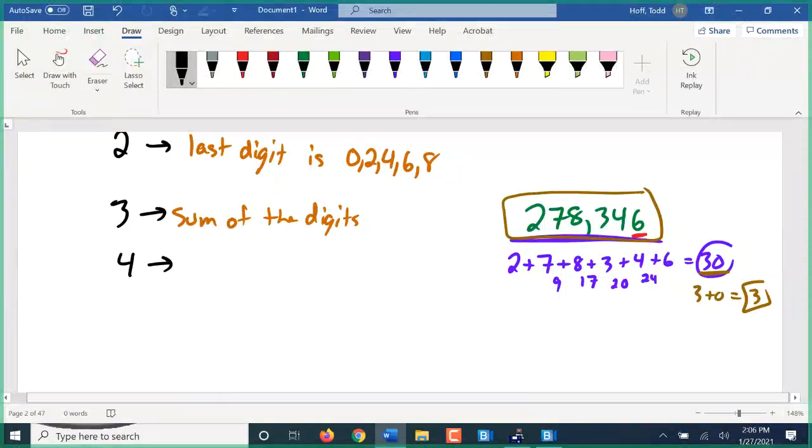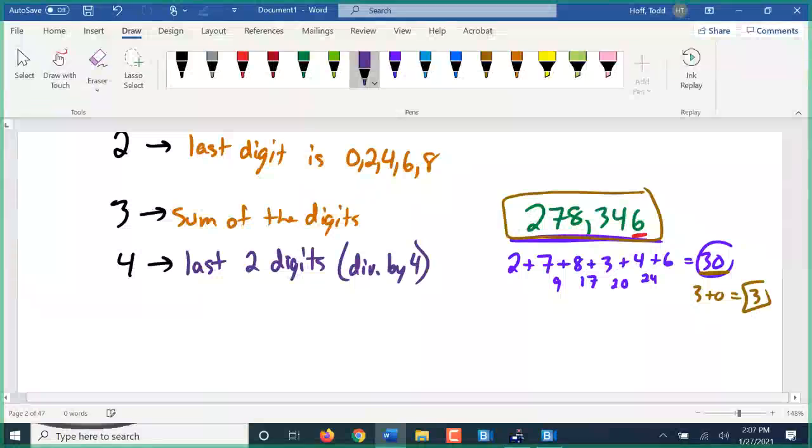How about for 4? Do you know of any rules for 4? This one's a little trickier. It goes off the last two digits. If the last two digits are divisible by 4, the whole number is divisible by 4. Over here, is 46 divisible by 4? No. So that number is not divisible by 4.